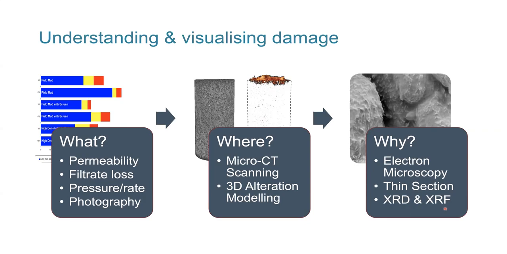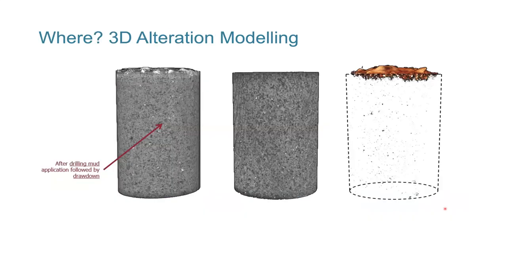So where is a technique called 3D alteration modeling that we've developed, and we've written a couple of SPE papers on this. I'll show you a little bit of data from it. If you're interested, you can search for Corex or my name or Ian Patey's name on SPE, and you'll see lots of examples of this. And then why is zooming in on the pore network. So the where question is an interesting one. We can't smash core samples open and look at the whole sample with an electron microscope or a thin section at good resolution, because you just can't capture the entire sample.